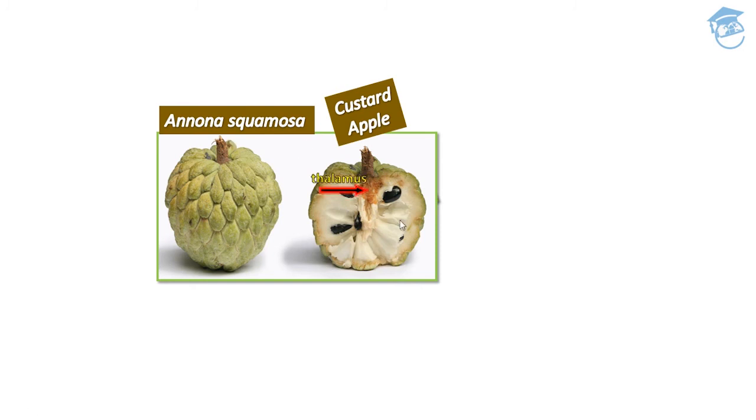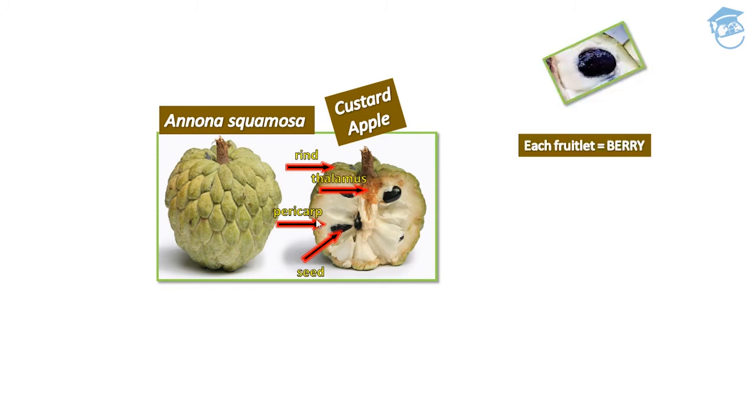Okay, so this is the thalamus of a fruit, and this is the pericarp here. These are the seeds, and this is the rind. Outer covering, outer hard covering is rind. Okay, see, this is the zoom view of a fruitlet. Each fruitlet is called as berry. Therefore, it is an etaerio of berries.